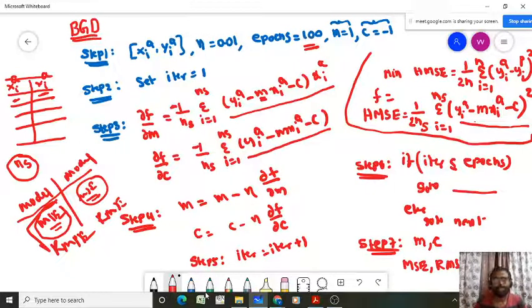So this is the step-by-step procedure to update the model parameters of the simple linear regression model using the batch gradient descent optimization technique. Now one thing is missing: there is a go-to. If the iteration count is less than the number of epochs, that means you have not reached the maximum number of epochs, then which step do we have to go to? Step 3. Yes.